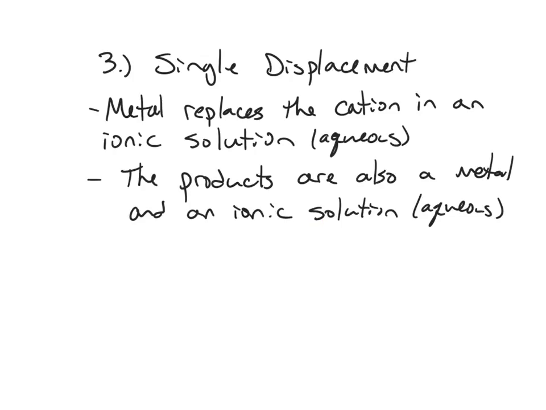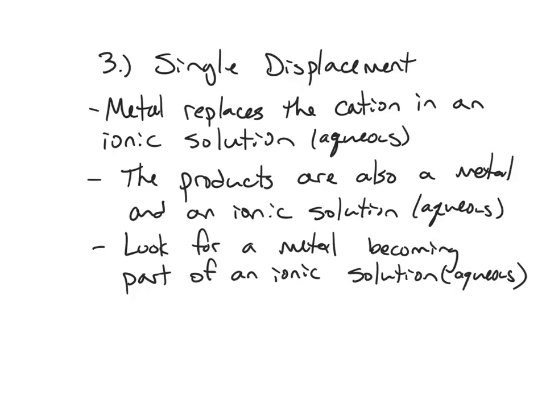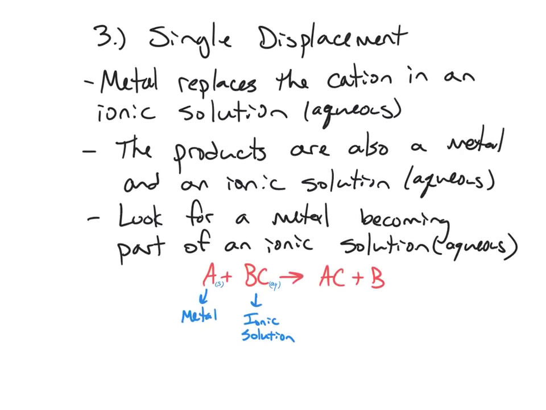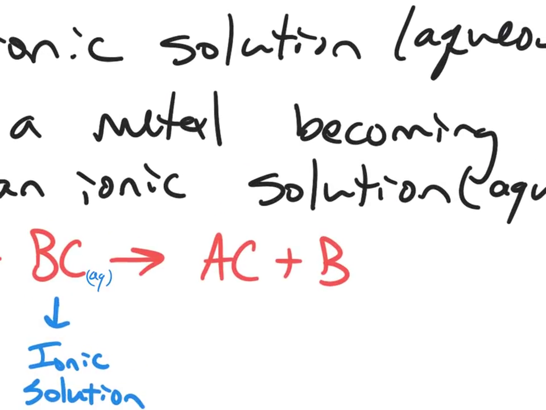So really, the front half and the back half look a lot alike, but it's important to keep track of which metal is alone to start and becomes an ionic part of a solution as a product. What you look for is a metal that is pure at the beginning but becomes part of an ionic solution on the product side. Here's the general form of the single displacement reaction. You've got A, which is a metal, and AB, which is an ionic solution. And so the states of matter here will be aqueous and solid, respectively. And then on the product side, you have also a solid and an aqueous solution.